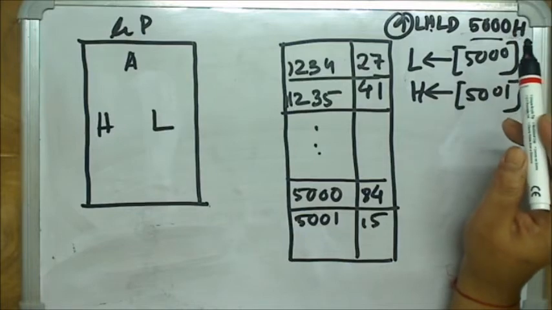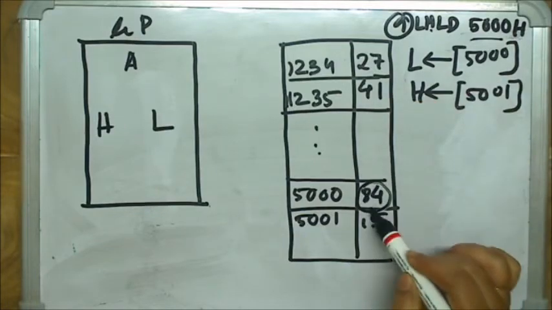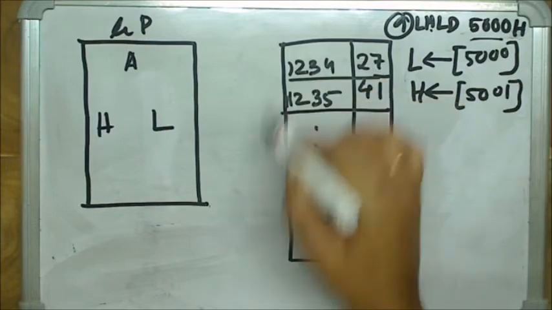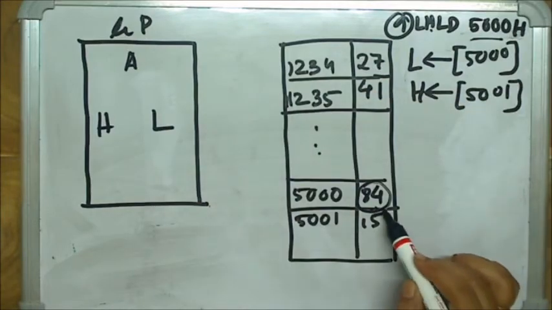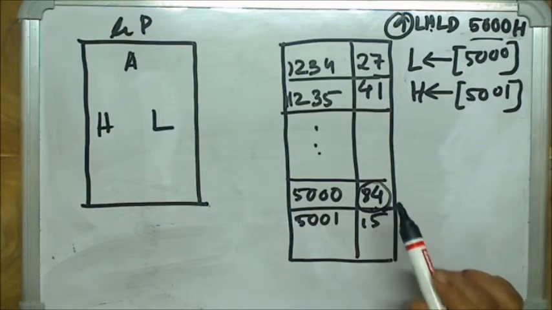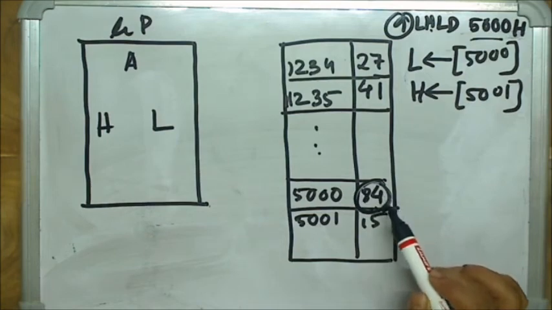Now you see 5000H contains one 8-bit data, that is 84H. I have taken these as random values. So the contents of 5000H, this 8-bit data, will get loaded in the HL pair.